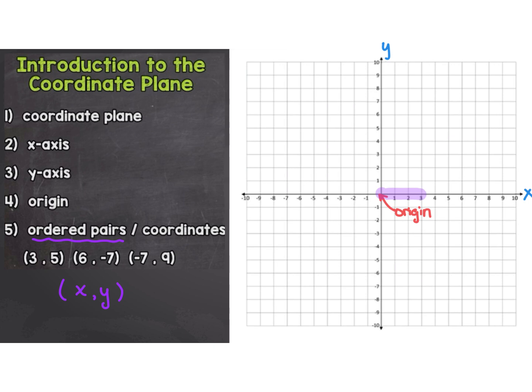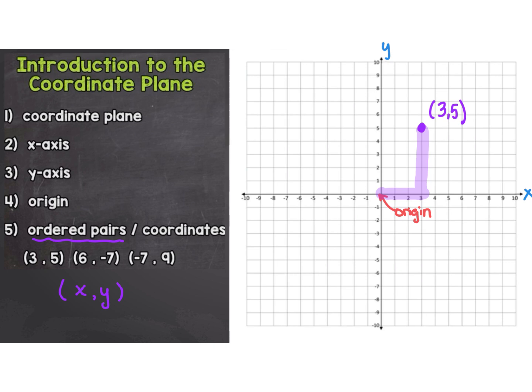And then we're going to go up from that point 5. 1, 2, 3, 4, 5. So that is going to end up being our point. We're going to put a dot right there. That is our point, 3, 5.